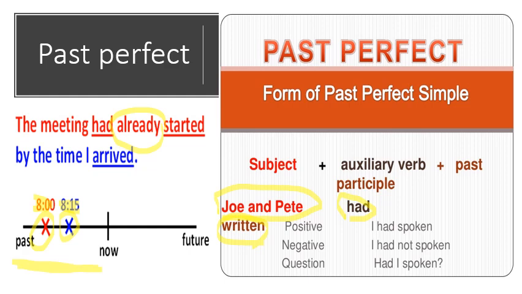Let's have a look at the meaning, or when the past perfect happens. If you look at the following example, the meeting had already started by the time I arrived. If you look at this timeline, we have the past, we have now, the present time, and the future. These two crosses indicate that there are two actions that happened in the past. One of them is the red one, which happened at 8 o'clock, and the other one is in the blue, which happened here at 8:15.